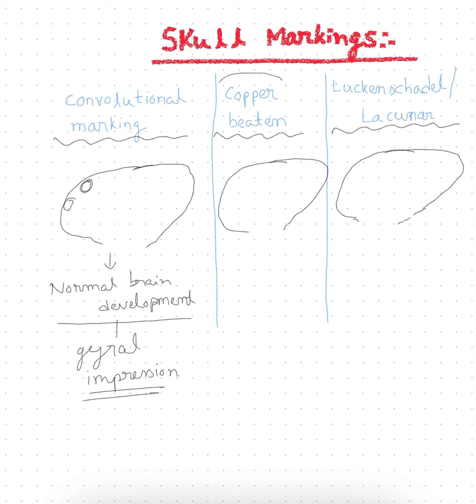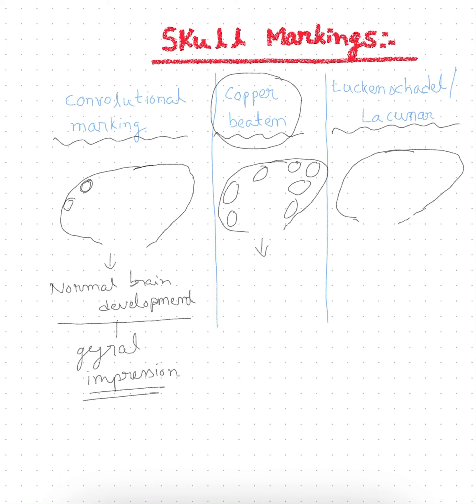Next one is the copper beaten appearance. It is pathological. In it, we will see impressions on the inner table of the skull on both the anterior as well as the posterior aspect, and these impressions are more in number as compared to convolutional markings.